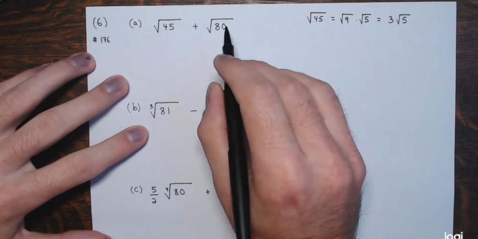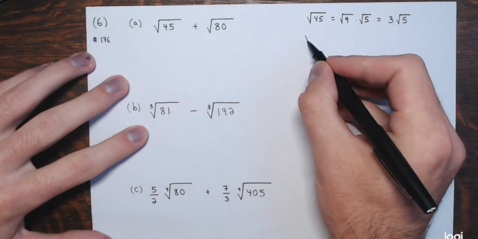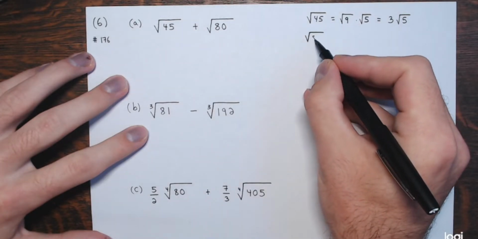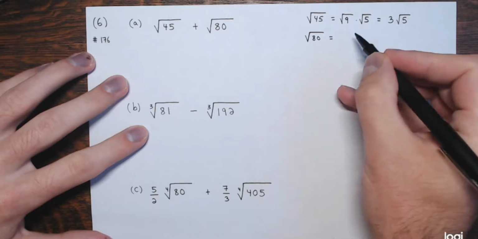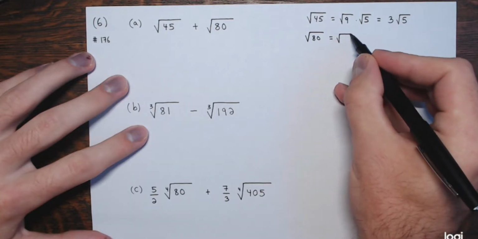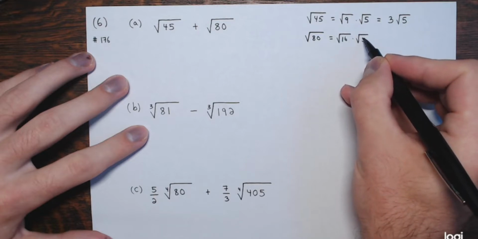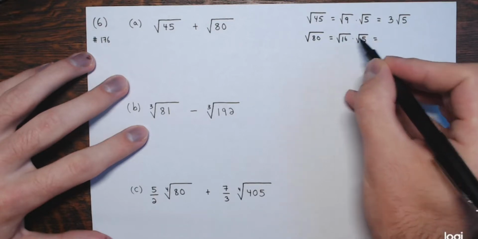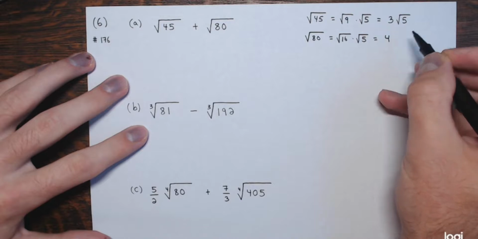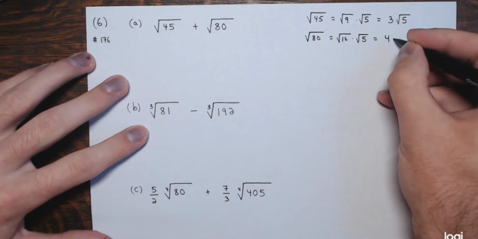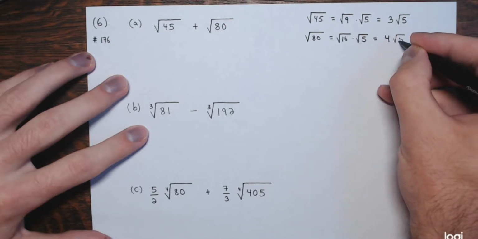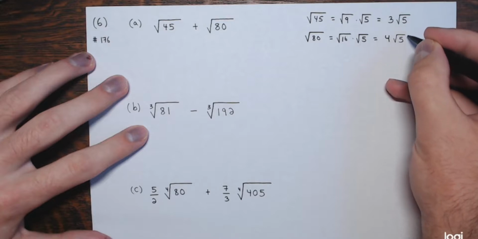Then the square root of 80, pardon me, is the square root of 16, which is a perfect square, times the square root of 5. And the square root of 16 is 4. Right? 4 squared is 16. So 4 times the square root of 5. And now I have like radicals. Both have the square root of 5.